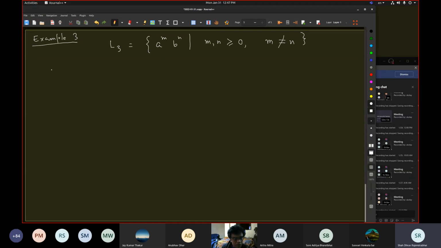Once again, suppose L3 is regular. Let K be a pumping lemma constant for L3. Then I choose U, V, W. In this case, I choose U equal to epsilon, V equal to a power K, W equal to what?